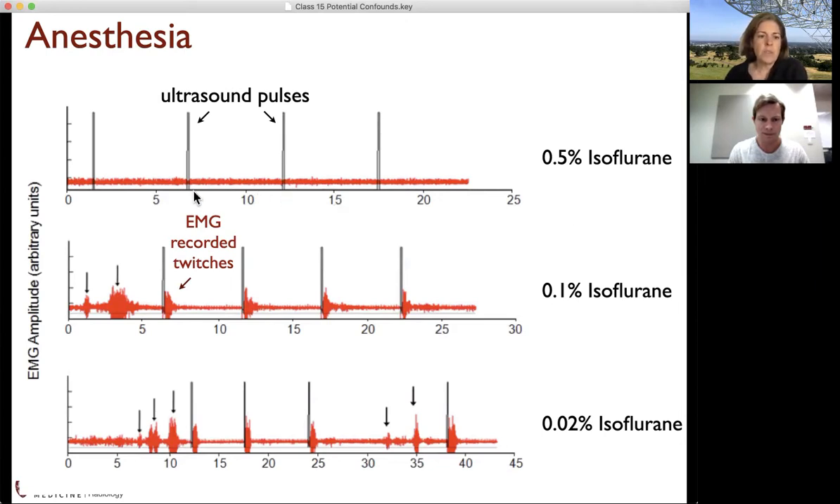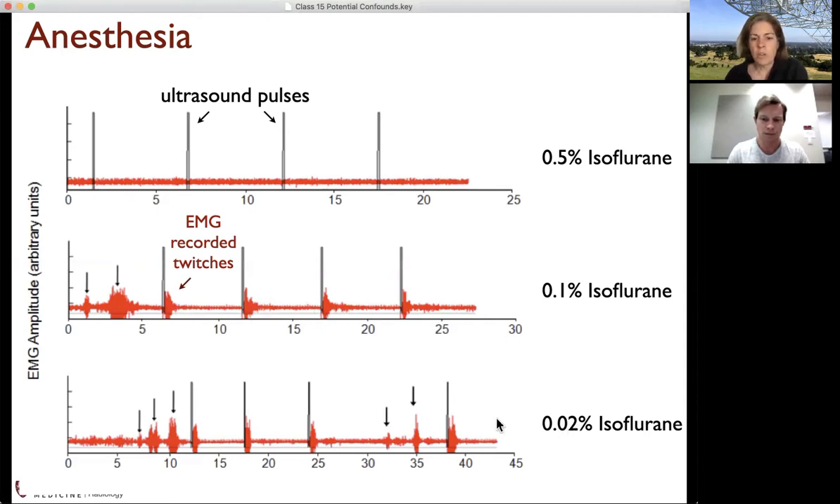What we found, these were the ultrasound pulses, and then we were looking to see the EMG response. We did this at three different levels of isoflurane. At 0.5% isoflurane, which is itself low, because usually they expect you to keep your animals at about 2% isoflurane, you can see there aren't any EMG responses. And then when we lowered it to 0.1% isoflurane, you can see there are nice responses to the ultrasound.